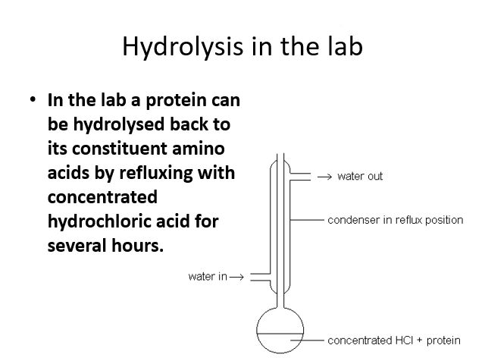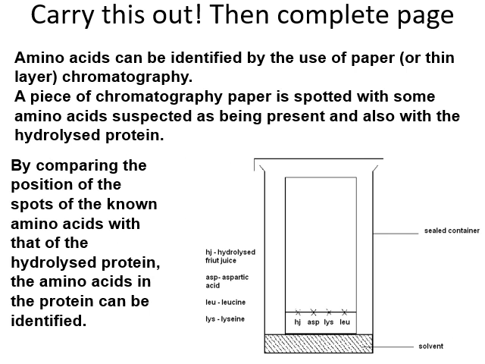Now, how does hydrolysis actually work? Well, hydrolysis is done in the lab using equipment that's shown. In the lab, a protein can be hydrolyzed back into its constituent amino acids by refluxing with concentrated hydrochloric acid for several hours. When that's taken place, you can then test for the amino acids that you have in your round bottom flask. The amino acids can be identified by the use of paper or thin layer chromatography.